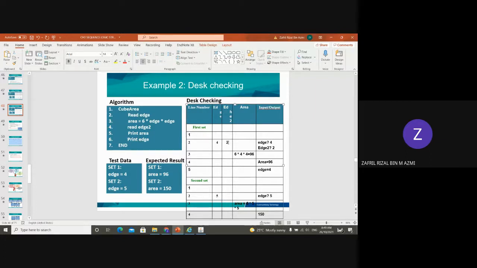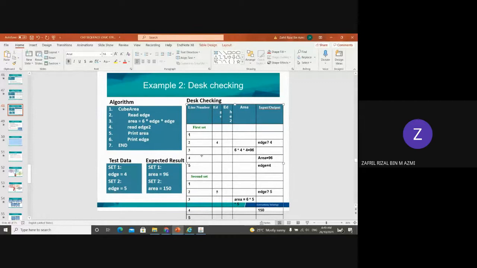So this is not supposed to be here. If this is the case, then in line 4 you have an input. Do you get what I mean, class? You understand this? Faham, sir. Any question? Okay, no question.